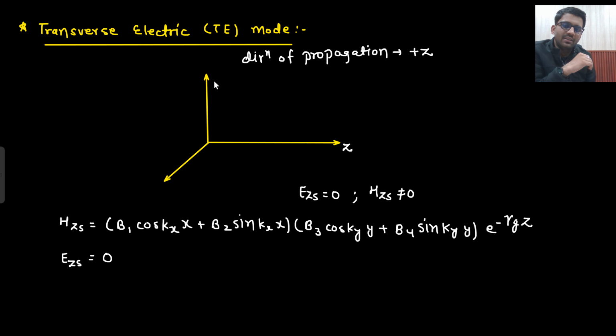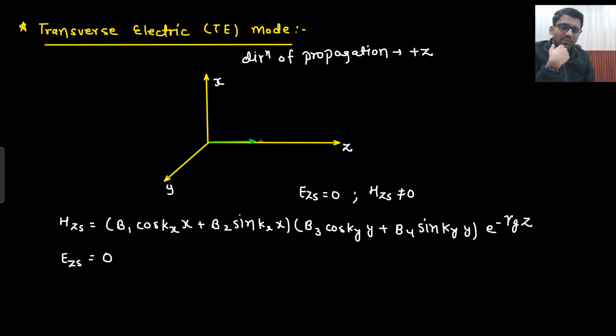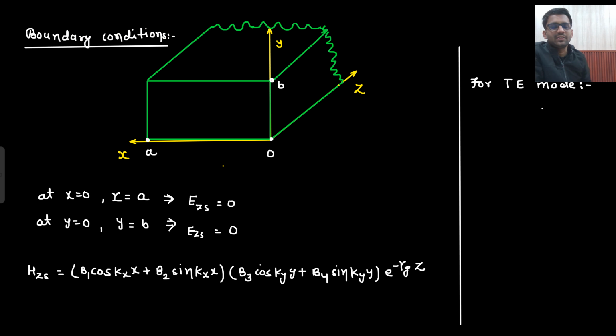So if this is my Z, this is my X, this is my Y. X cross Y is giving me Z. So here HZS will be existing. Now we need to study this HZS expression. We need to apply boundary conditions and we need to reduce this particular expression. So how we will apply the boundary conditions, because applying boundary condition is important, because that can be asked in your examination. So let's start applying the boundary conditions.